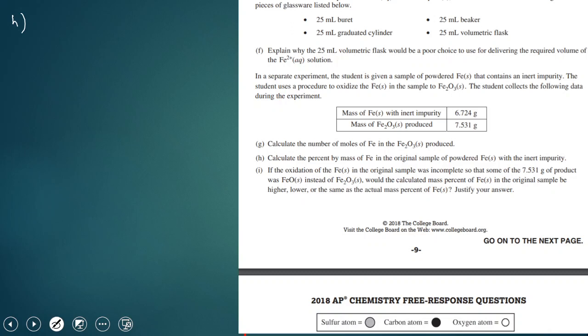Part H says calculate the percent by mass of iron in the original sample of powdered iron with the inert impurity. Okay, so we just found out that there's 0.09431 moles of iron that were produced. And so we can't add iron from anywhere because we're just oxidizing it. And so what we notice is that we can figure out the total amount of grams of iron that we started off with. And then we can just take that number and divide it by 6.724 to get the percent amount of mass. So multiply by the molar mass or the atomic mass of iron, which is 55.85. Not 5, it's 55.